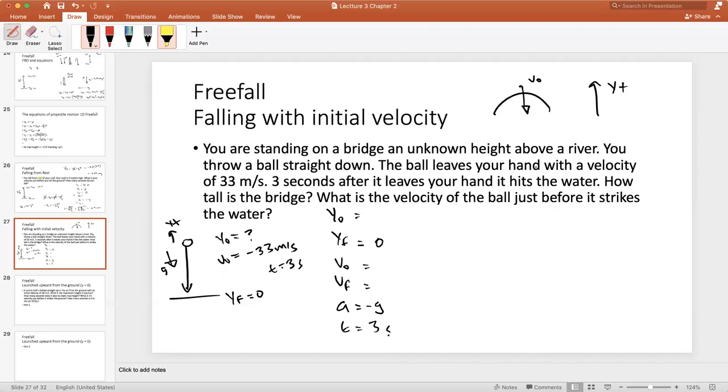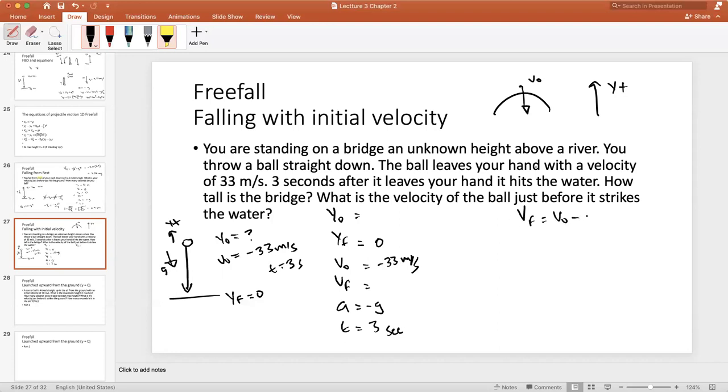We know that time is 3 seconds. We know this is negative 33. So we do know enough. I'm going to say maybe we don't know enough. So what do you want to solve first? y naught or v final? Well, it's really up to you. I'm going to solve v final because it's fastest.